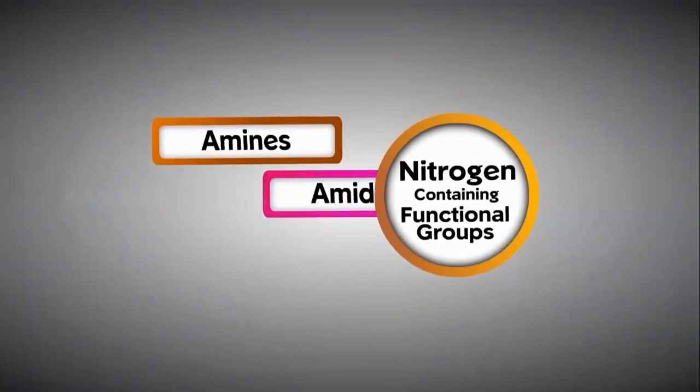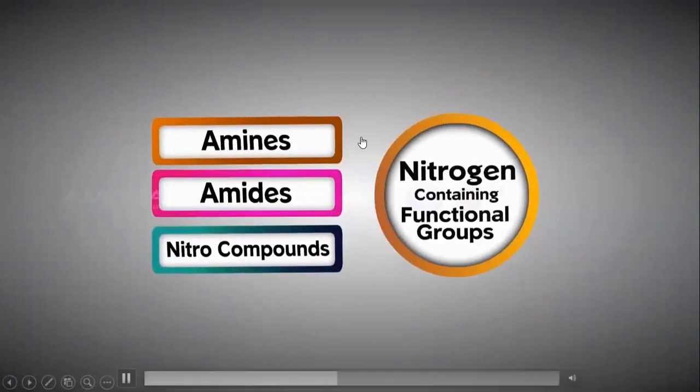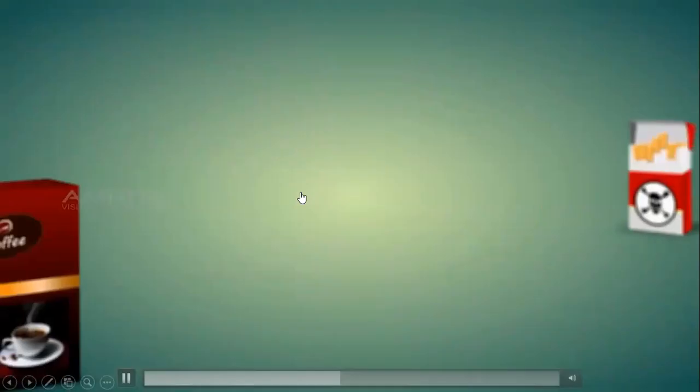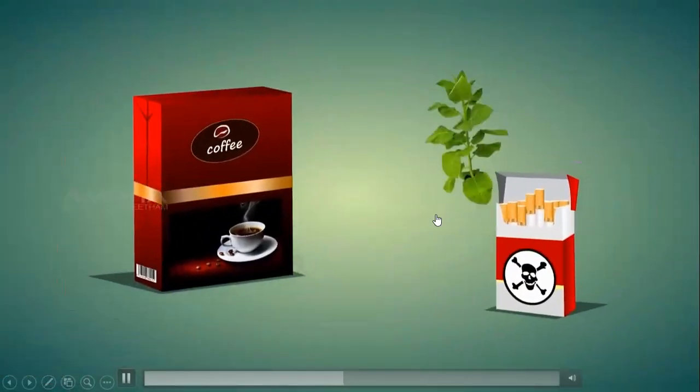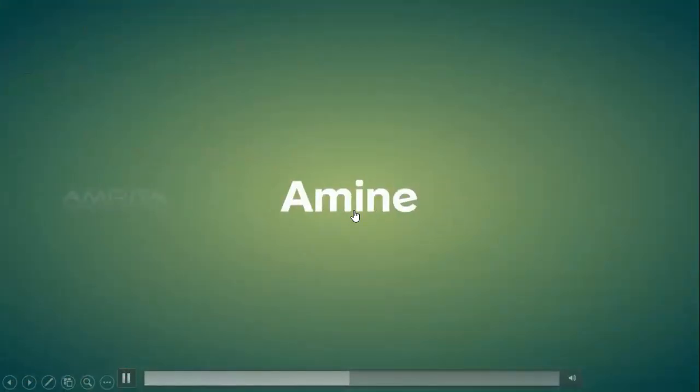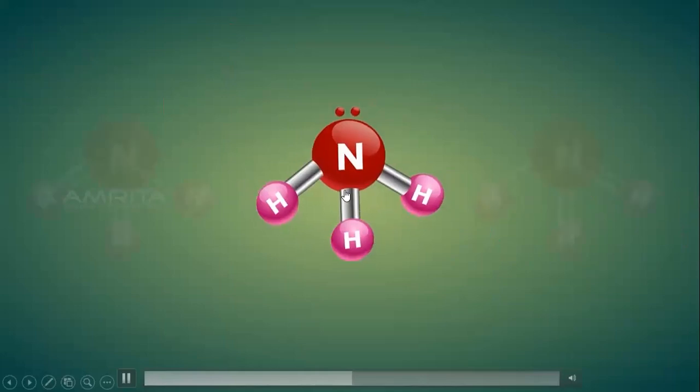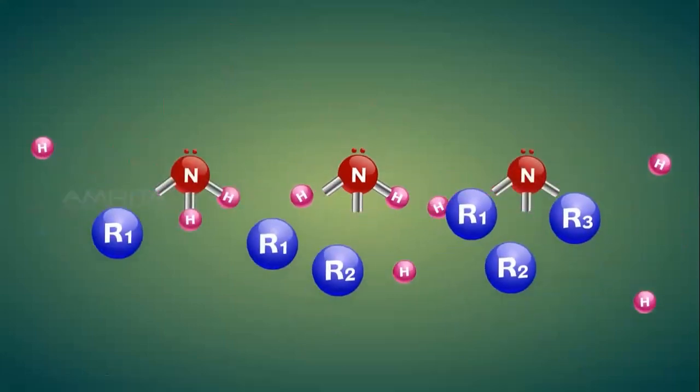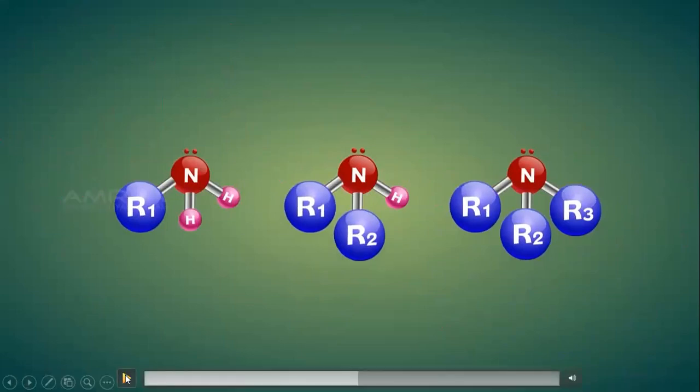Next are nitrogen containing functional groups. These are amines, amides, and nitro groups. Amines are found in caffeine and these narcotic drugs. Amines are classified as primary, secondary, and tertiary. When one hydrogen is replaced by an alkyl group, then it is primary. When two hydrogens are replaced by two alkyl groups, then it is secondary. And when three hydrogen atoms are replaced by three different alkyl groups or the same alkyl groups, then it becomes tertiary amines.